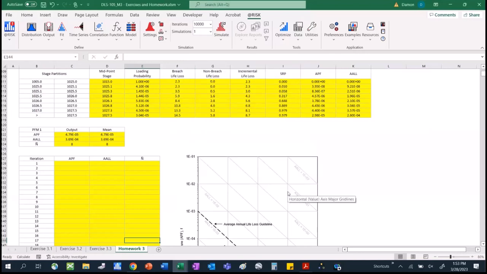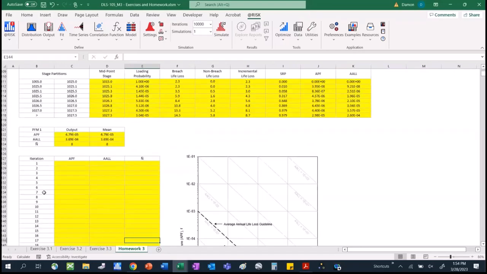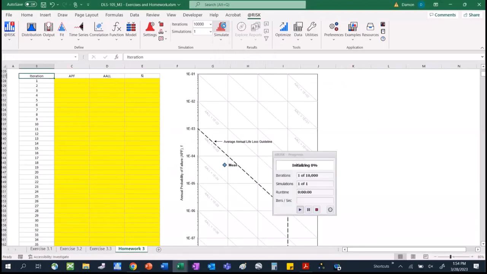All right, so I click OK there. Pretty sure that the instructions told us to do 10,000. I guess it didn't tell us, but I think that table's set up for 10,000, which it is. So we'll leave it at 10,000, and we'll go ahead and click simulate. See what we get. So this is a pretty simple spreadsheet. It's going to take about a minute to run, nothing crazy.